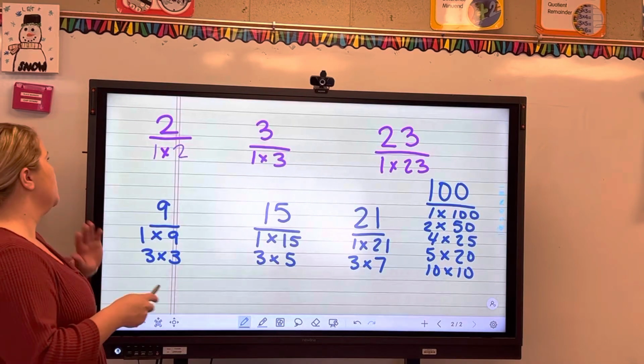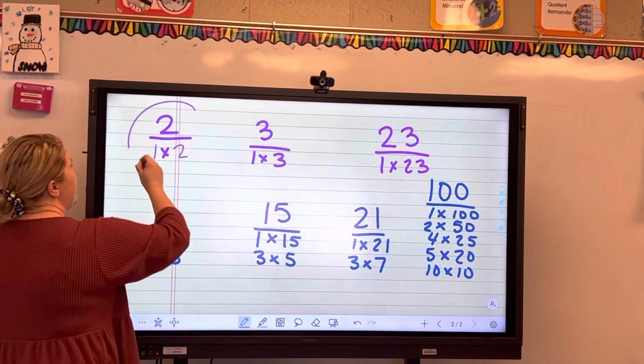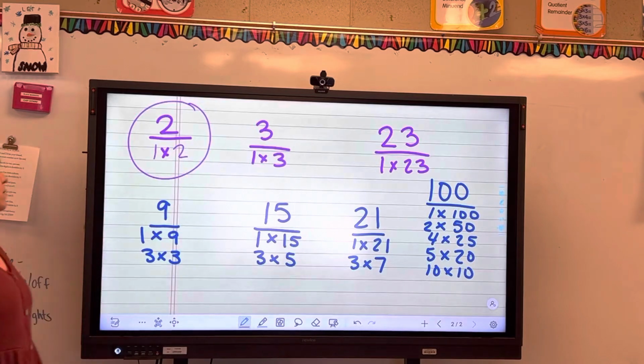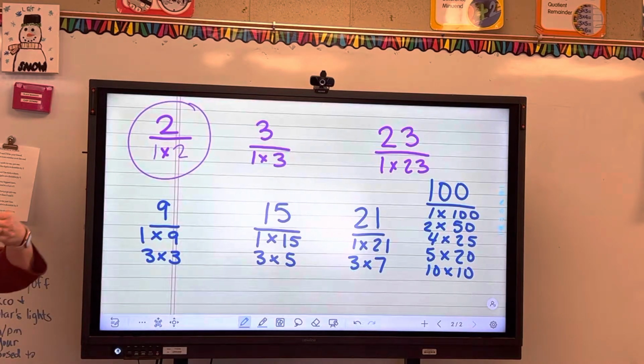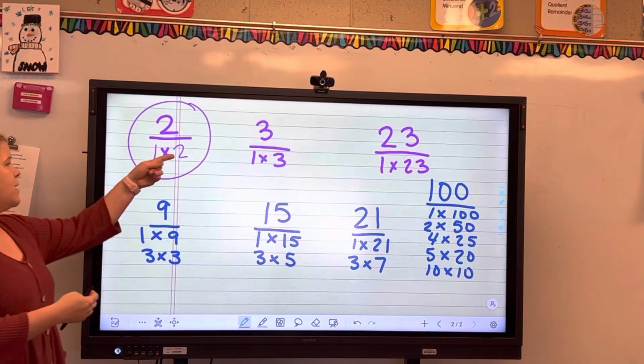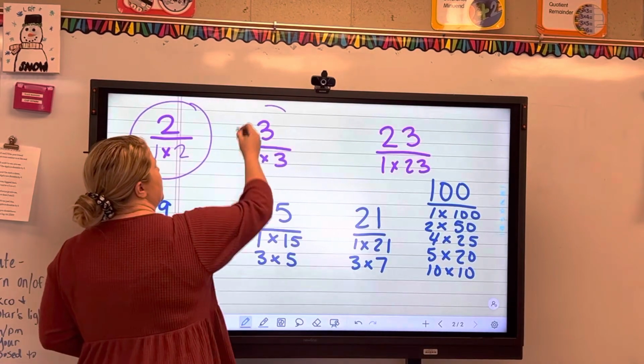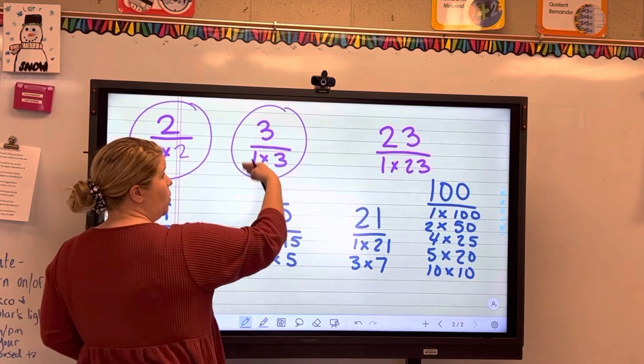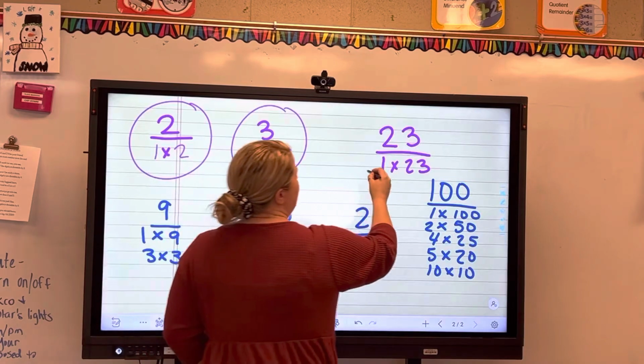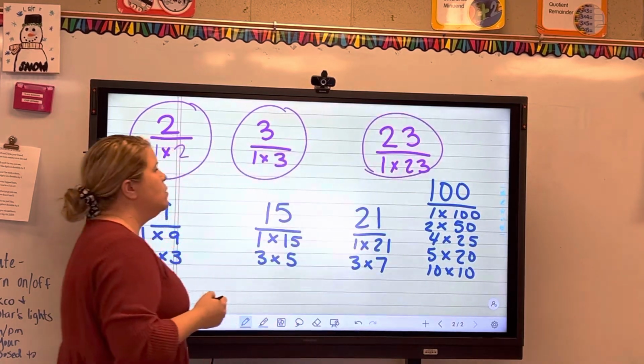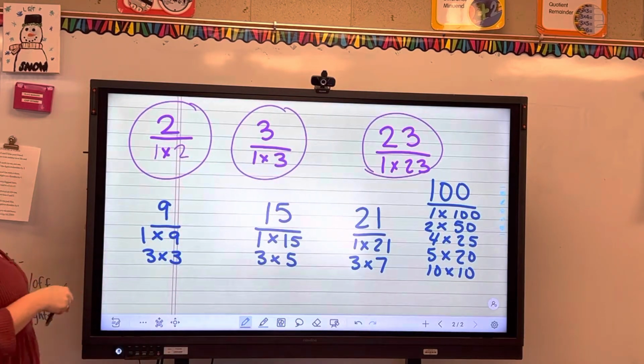Okay, so how many factors are underneath number 2? 1 factor pair, right? Or 2 factors, right? How many are underneath 3? 1 factor pair or 2 factors. How many factor pairs here? Just 1 factor pair or 2 factors. You got to know it's the same. If I say 2 factors, you know that's the same as 1 factor pair, because how many have to be in a pair? 2. All right?